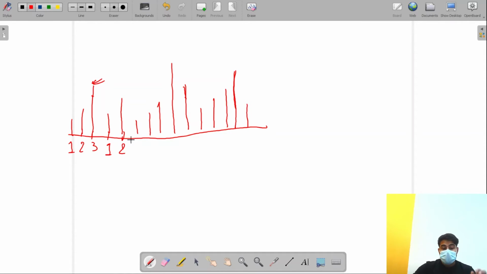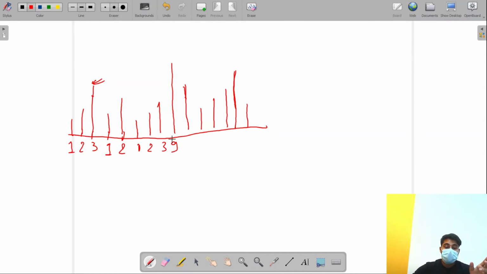Okay, so let's complete this for all the values. Its value is 1 because it was the smallest, the price on that day is the smallest. Its value is 2, its value is 3, its value is 9. Why is its value 9? Because there is no day on the left hand side whose value is greater than this value.